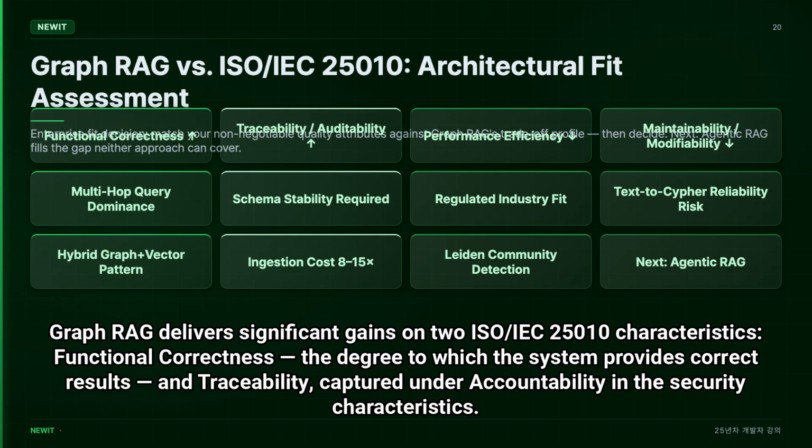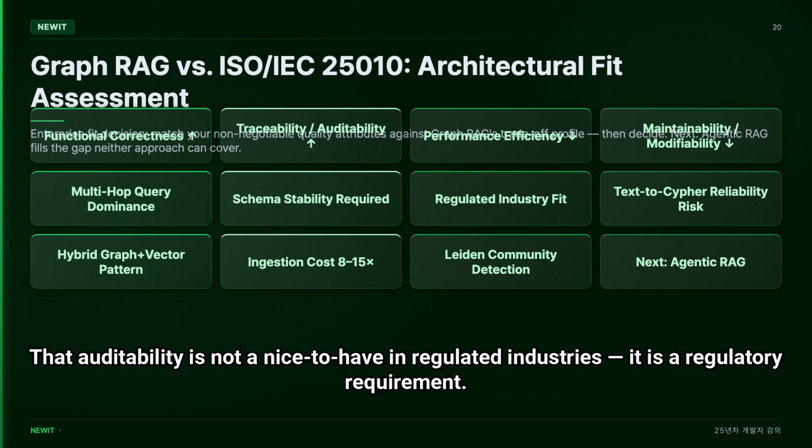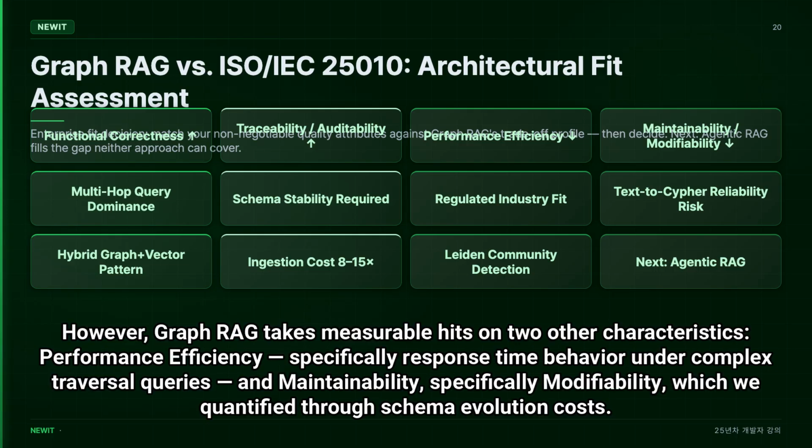Graph RAG delivers significant gains on 2 ISO 25010 characteristics: functional correctness, the degree to which the system provides correct results, and traceability, captured under accountability in the security characteristics. When a graph RAG system answers a compliance query, every fact in the response is traceable to a specific entity node, a specific relationship edge, and a specific source document. That auditability is not a nice-to-have in regulated industries, it is a regulatory requirement.